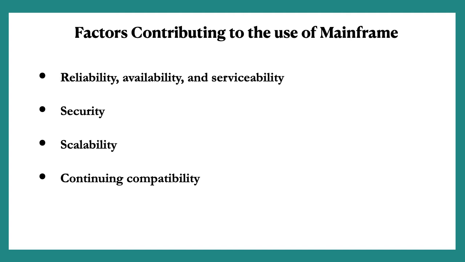For example, here is what we call the RAS, the reliability, availability, and serviceability. Second is the security, and scalability and continuing compatibility. And we're going to discuss the first factor, the RAS. It is a very important characteristic of mainframe computers since it is used for applications where things have to be done with zero downtime. It is used for million and critical applications and transactions.